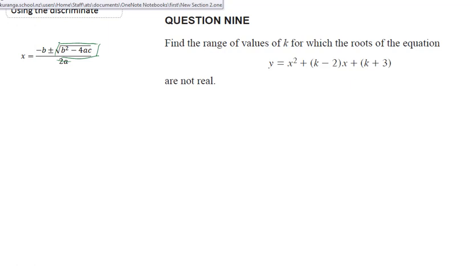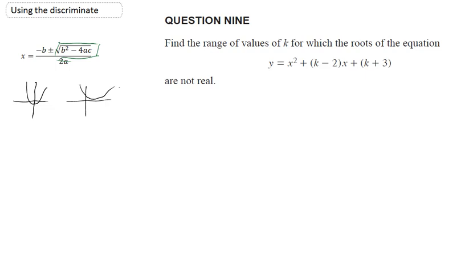And what that bit of the formula does is it tells me whether there's 1 or 2 or no roots to my quadratic. So if we think about that, we know what quadratic equations do. They do something like that, or they do something like that, or they do something like that. So at this point, this graph has 2 roots. This graph has no roots, because it never crosses the x-axis, and this graph has 1 root. It's a repeated root.